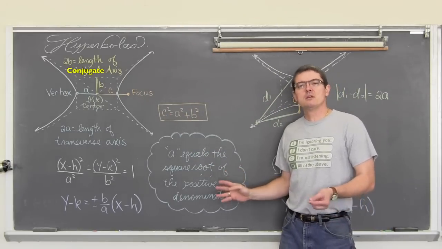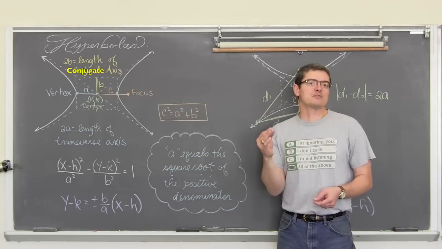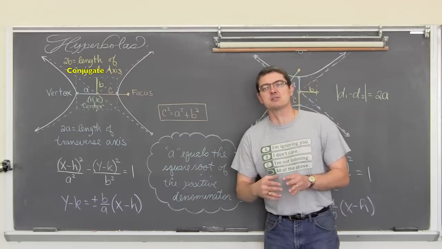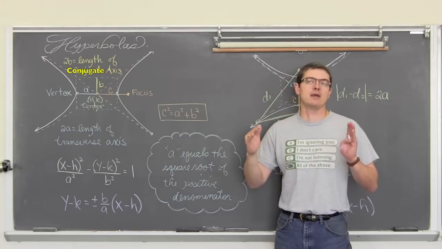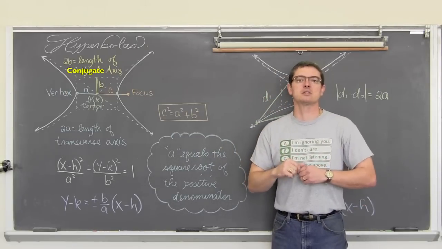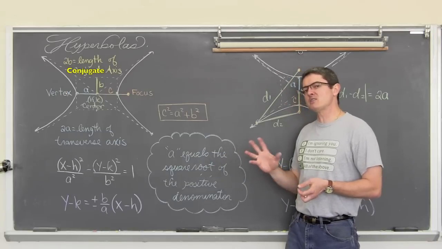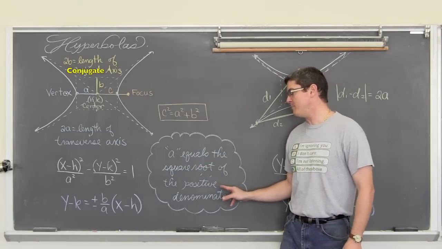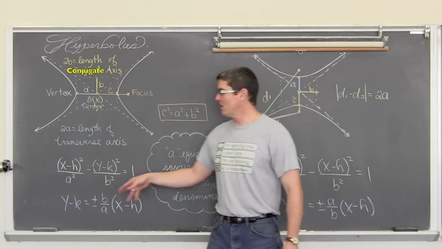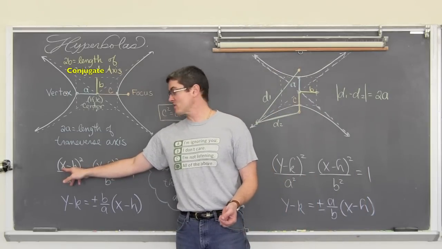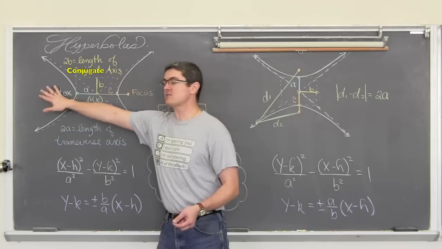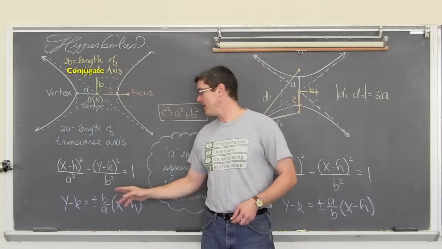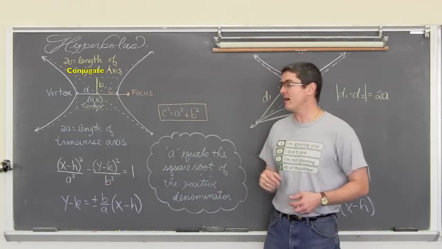In an ellipse, a is bigger than b. A comes from the largest denominator and b comes from the smallest. That's why we have these names of major and minor axis, where the major axis is always the longest axis. We lose that size relationship with hyperbolas. Now a comes from the square root of the positive denominator. So my positive fraction has the variable x in it. That's why this is opening up horizontally. If I square root that denominator, I have the value of a. When I square root the other denominator, I have the value of b.